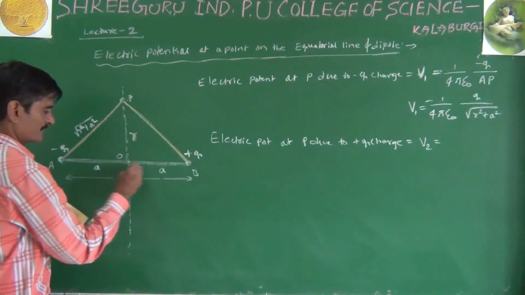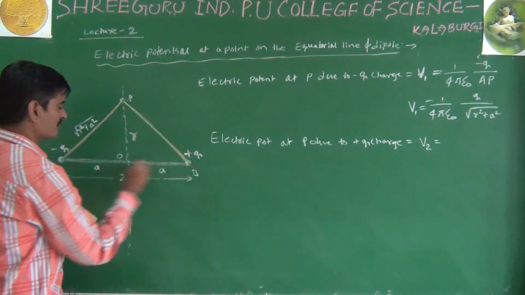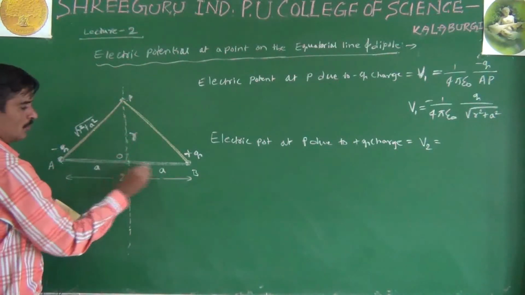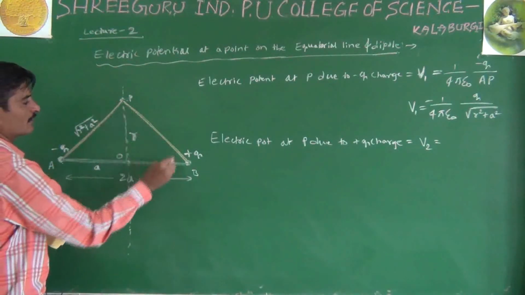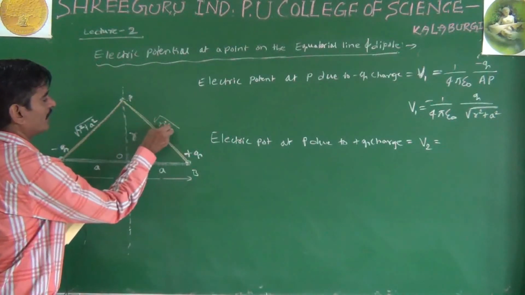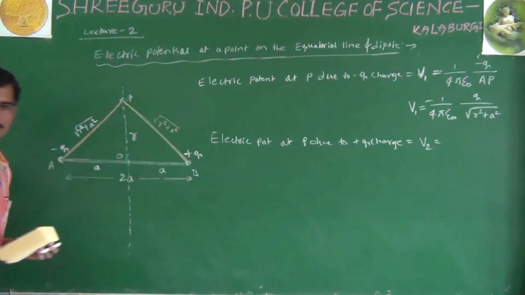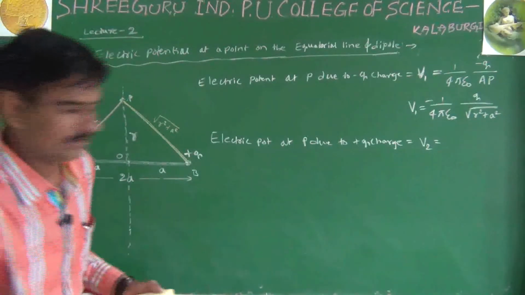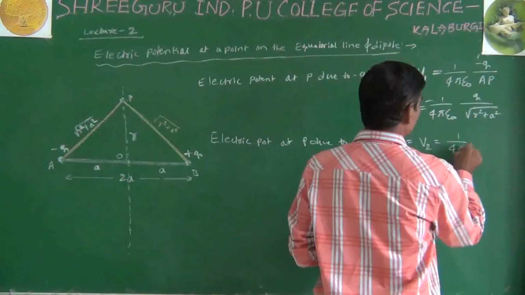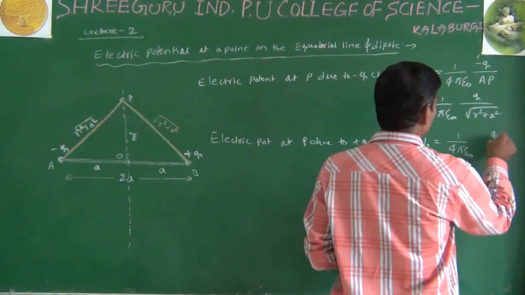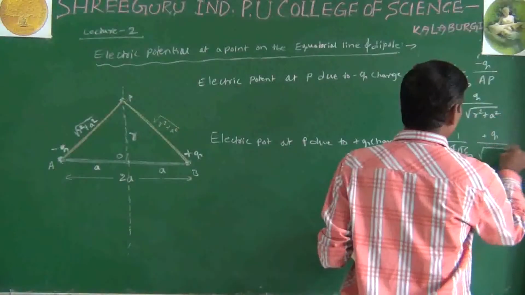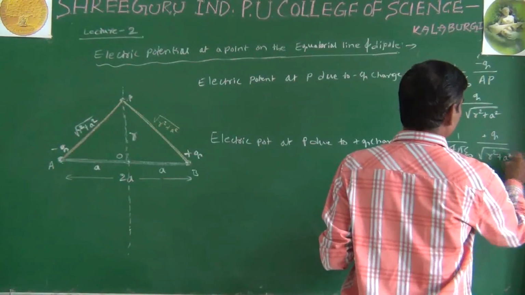This distance is A. The distance of the plus Q charge from O is A, and P is at a distance R from O. This is A, this is R, and then what will be this distance? It will be once again the same, under root of R square plus A square. So we get V2 is equal to 1 by 4 pi epsilon naught Q, plus Q, divided by under root of R square plus A square.